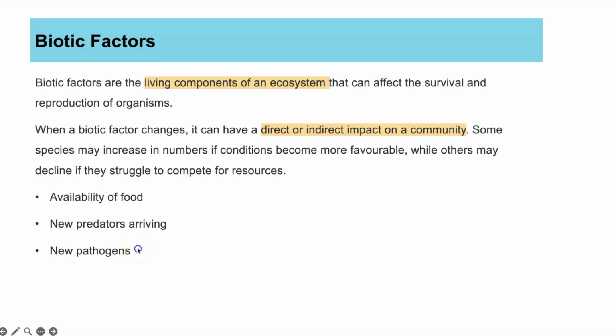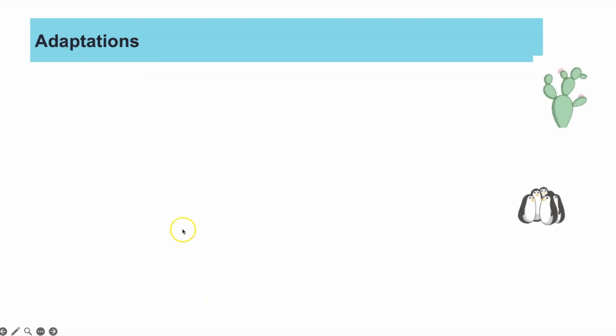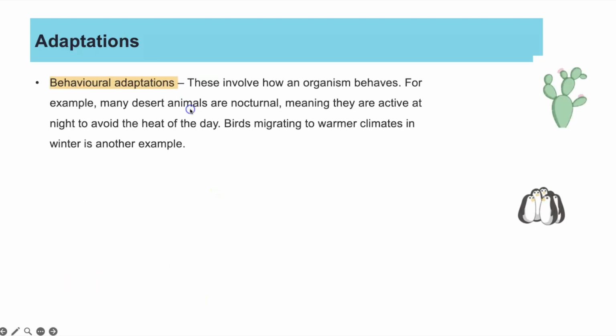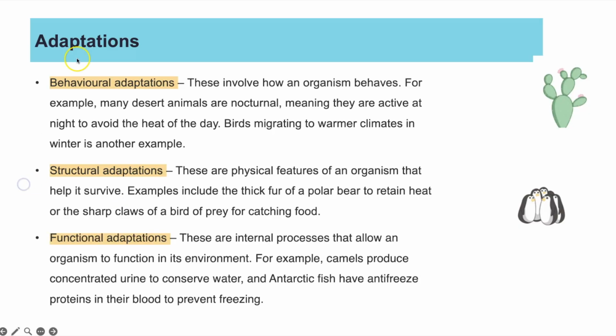Pathogens as well count as biotic factors, and also the idea of competition. Now, thinking about the idea of competition takes us back to those adaptations that I mentioned. Here are the 3 types of adaptations that plants and animals can have to better survive in their environment. So behavioural, that is how an organism behaves.